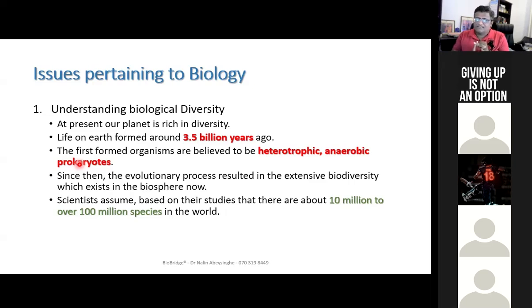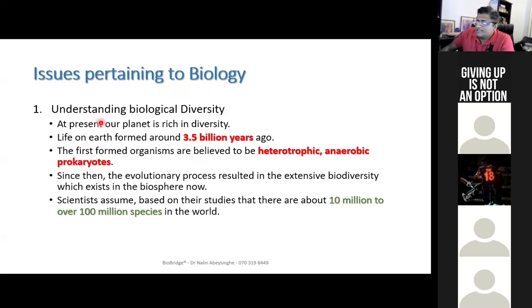The gas they used for their functions, whether they were dependent on oxygen or not, and their nutrition acquisition. How did they acquire nutrition? So in those terms, they are heterotrophic, anaerobic, and prokaryotes.